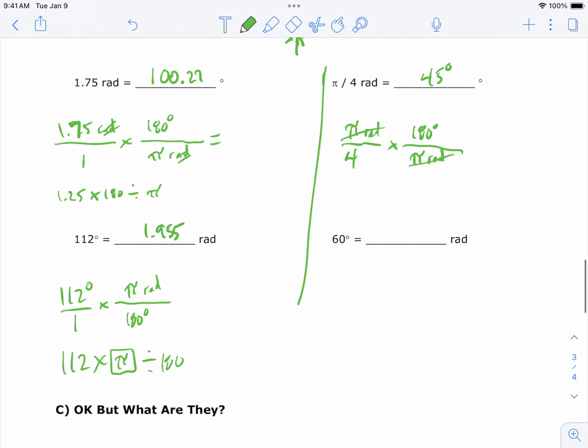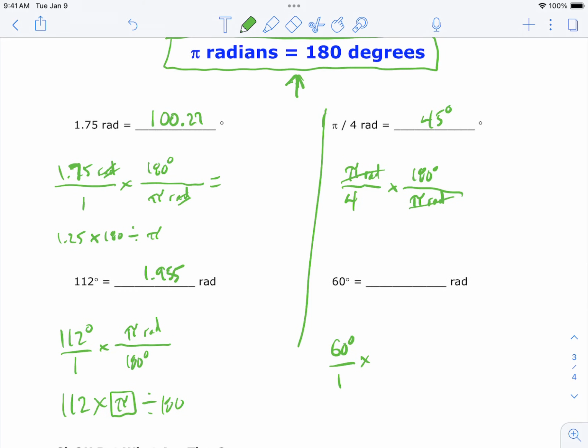Okay, one more. 60 degrees. 60 degrees, put it over 1. Multiply it by the conversion factor. Pi radians is 180 degrees. Now you could get out your calculator, but check this out. Doesn't 60 cancel into 180 exactly 3 times? The degrees are canceling, by the way. And so if you don't want to put a decimal, you could just say it's pi over 3 radians.